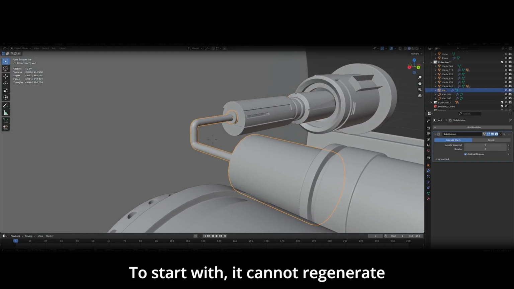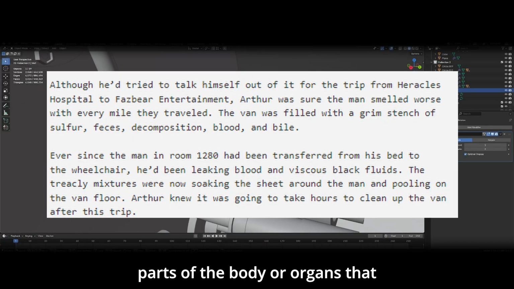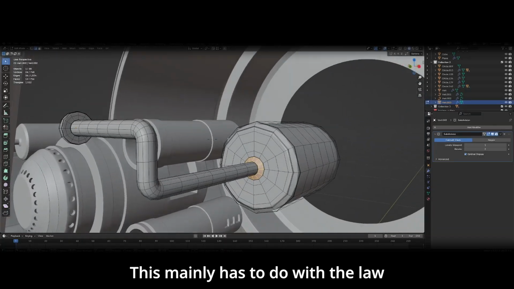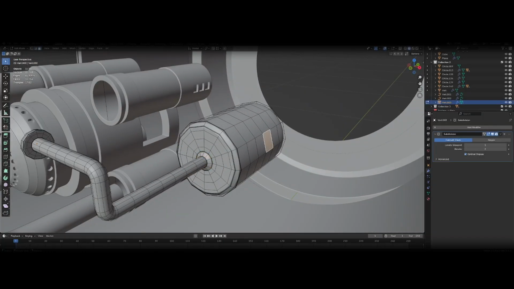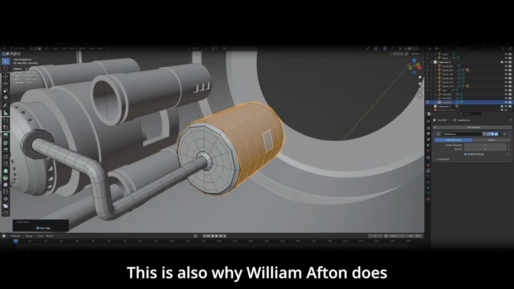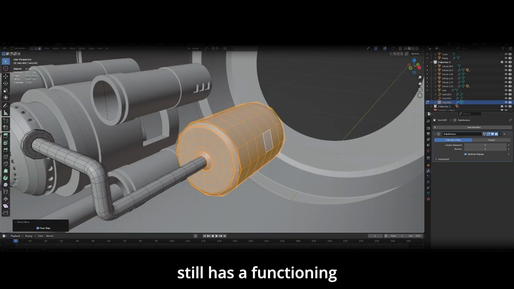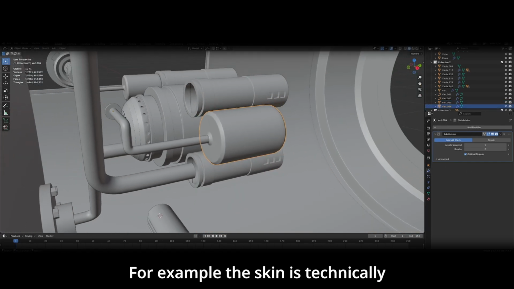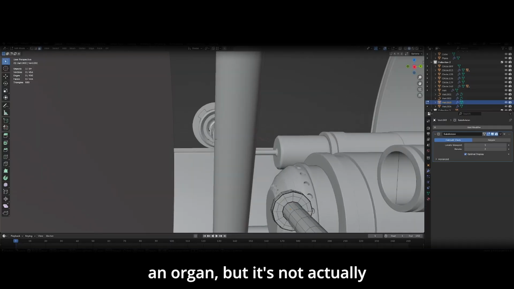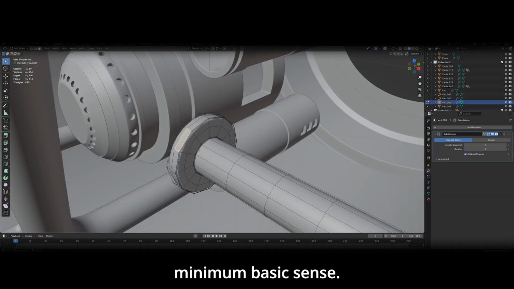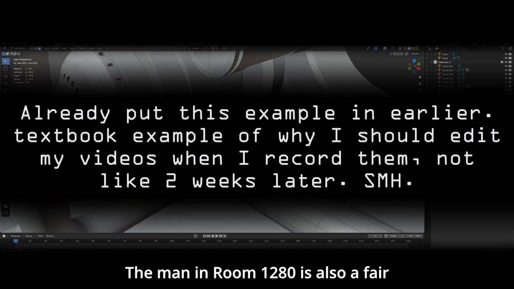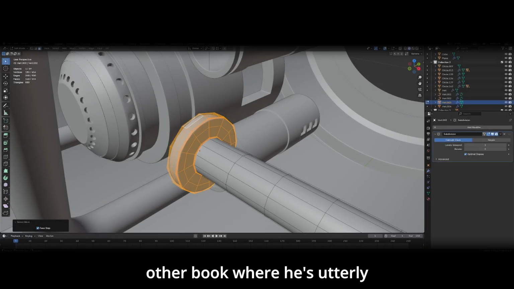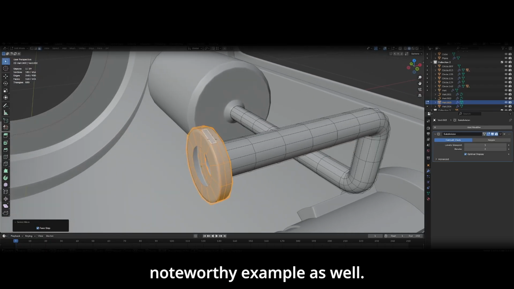To start with, it cannot regenerate parts of the body or organs that have already been completely lost, or parts of the body not needed to live. This mainly has to do with the law of conservation of mass and energy. This is also why William Afton does not regenerate his skin, although he still has a functioning cardiovascular system which sustains his organs and brain. For example, the skin is technically an organ, but it's not actually required for survival in the most bare minimum basic sense. The man in room 1280 is also a fair example of said idea, and also you can throw in any other book where he's utterly decimated as a noteworthy example as well.